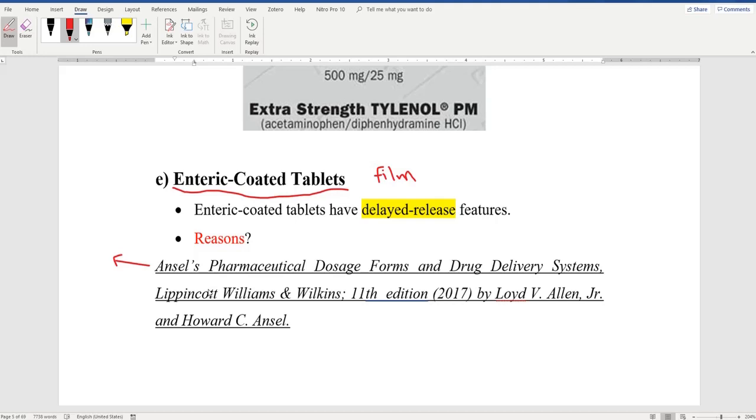A third reason is I want most of the drug release to happen in the intestine, because it's very well known that intestinal absorption is much better than stomach. So if the release of the drug starts in the stomach, you will end up with slow absorption of the drug. So you want all of the drug to reach the intestine so that the absorption can proceed fast.